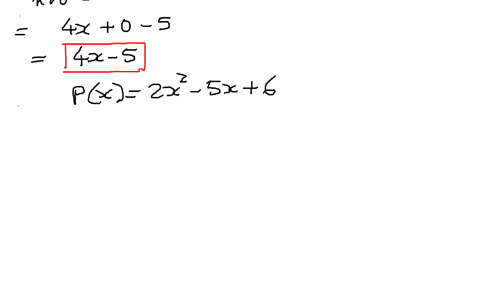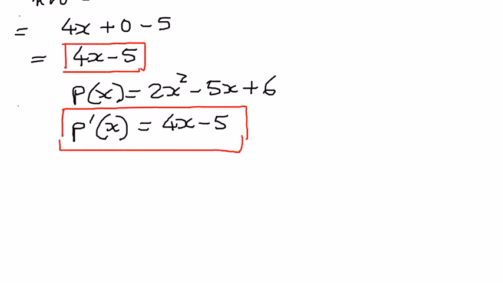Let me state this application problem again. Suppose that the total profit in hundreds of dollars for selling x items is given by this equation. P of x is equal to 2x to the power of 2 minus 5x plus 6. We want to find the instantaneous rate of change of profit with respect to the number of items produced when x equals 2. So if this is the function given to us, we found that the first derivative of this function is equal to 4x minus 5. I'm going to put a box around this.